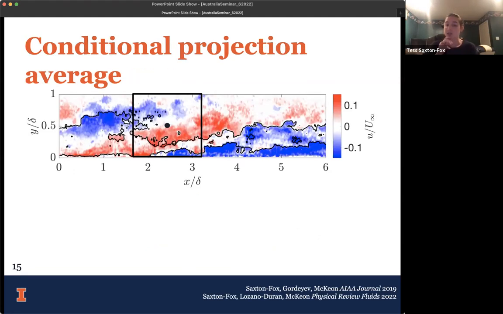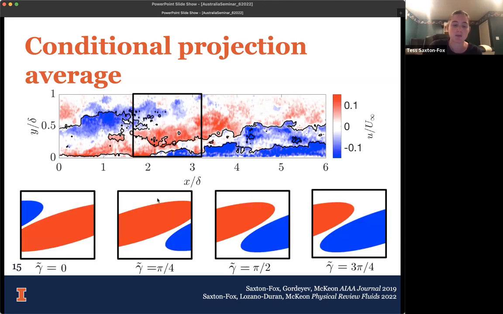To try to do that, we came up with this approach, what we're calling conditional projection averaging, which is really a conditional averaging approach that uses a projection as our condition. Let's say this is our instantaneous fluctuating streamwise velocity field, and this is our field of view. Let's say we have a smaller field of view than this whole visualization. Then what conditional projection averaging does is it compares that one snapshot to a model. This is a cartoon, of course, a model of what we think large-scale structures look like.